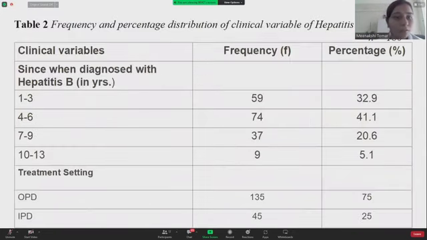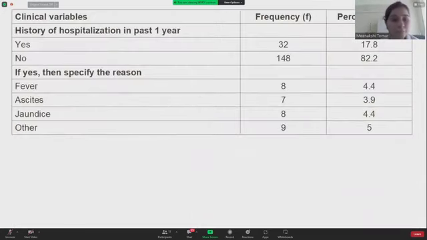Table number 2 shows the frequency and percentage distribution of the clinical variables of hepatitis B patients. Since when diagnosed with hepatitis B, less than half of the patients, that is 41.1%, had hepatitis for 4 to 6 years, whereas 32.9% had hepatitis B for 1 to 3 years. For history of hospitalization in the past 1 year, most of the hepatitis B patients, that is 82.2%, had no history of hospitalization in the past 1 year.